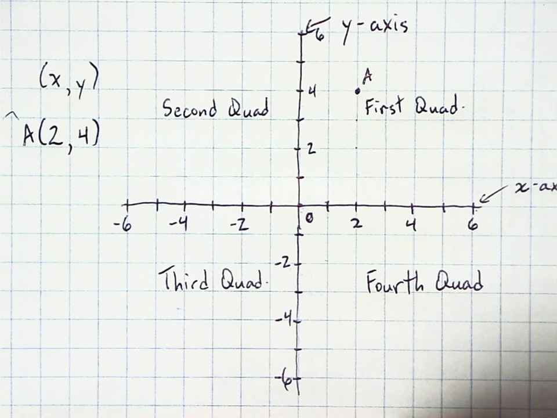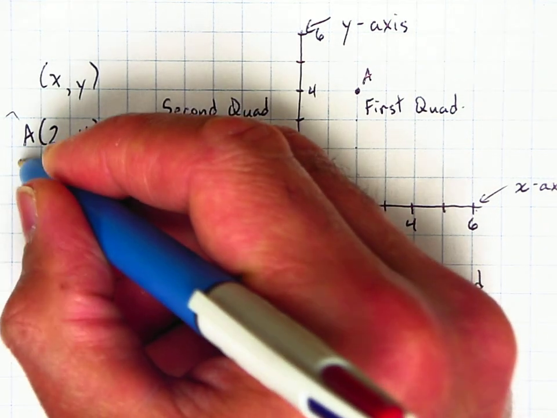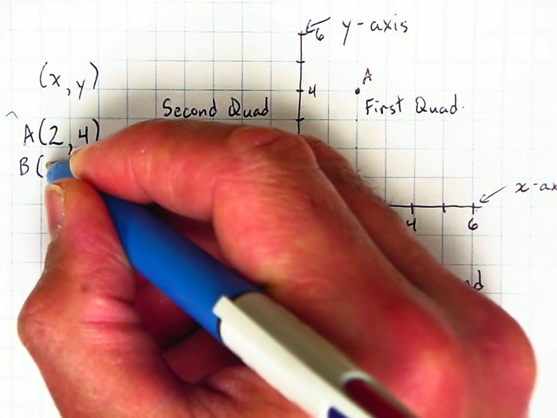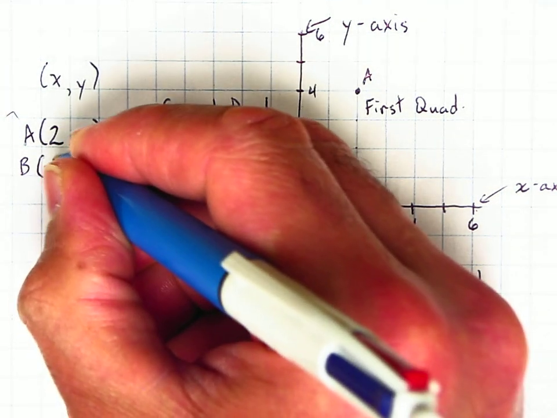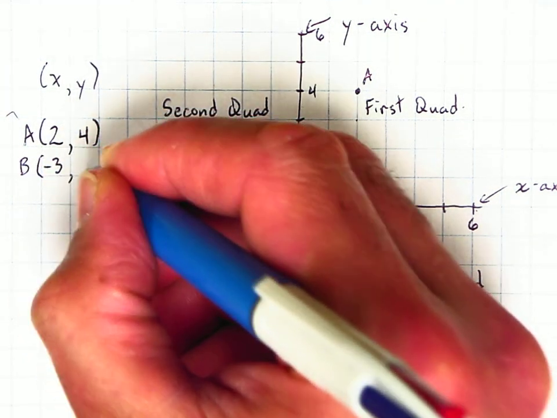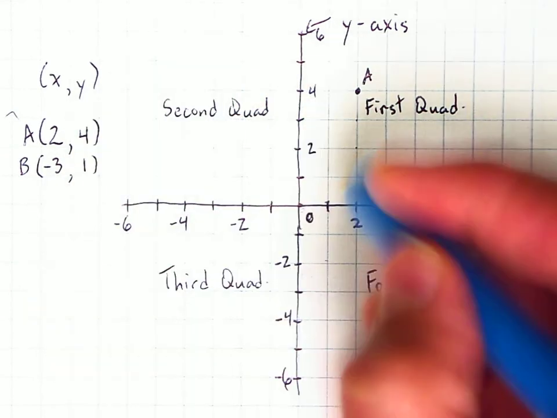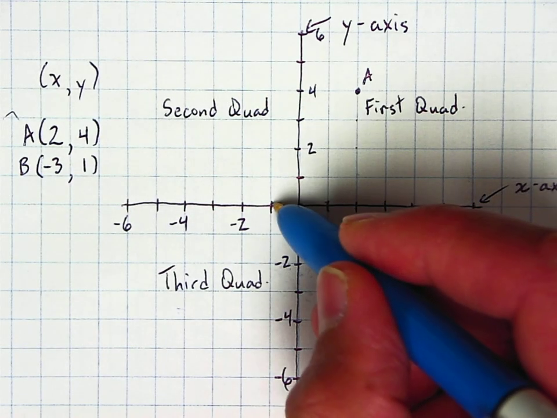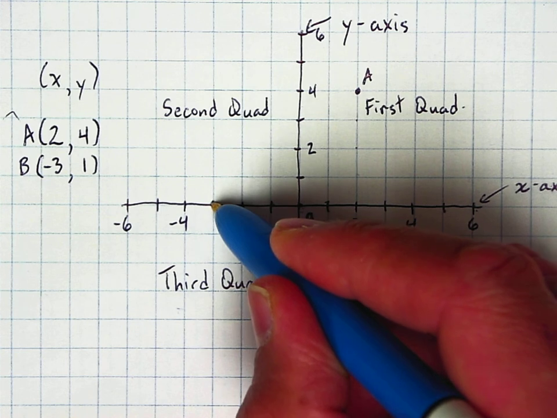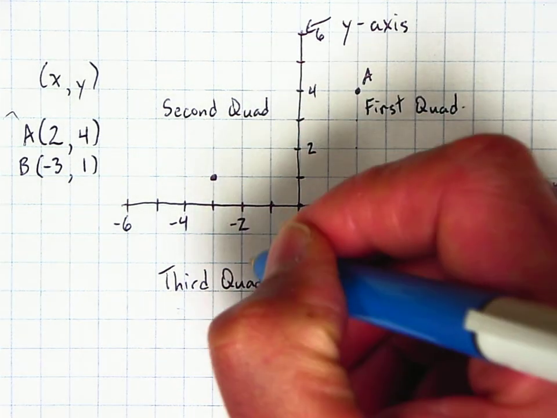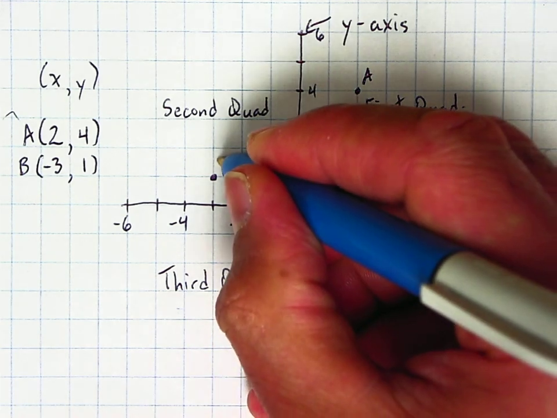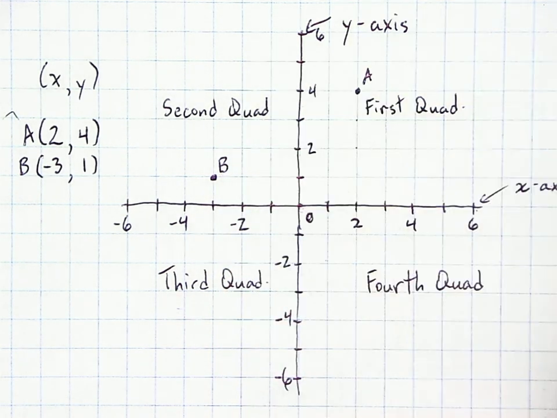If it's a negative point, so let's create B, and we'll say -3 with a +1, so we count backwards. 1, 2, 3, and then we go up 1. And that's right there. So this will be B right there.